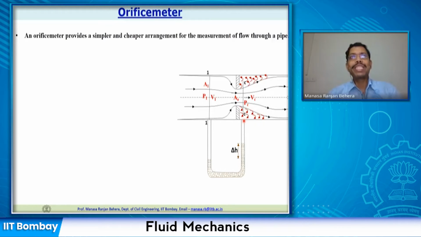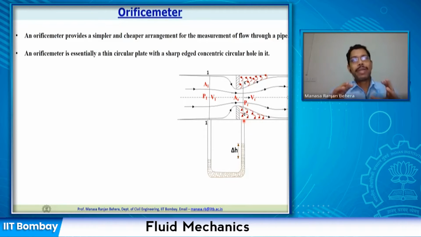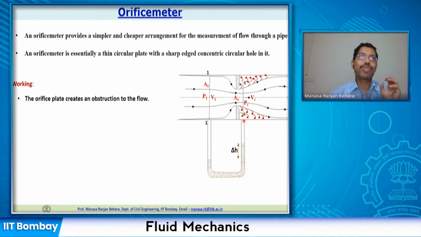So basically an orifice meter provides a simpler and cheaper arrangement to measure the flow through a pipe. An orifice meter is essentially a thin circular plate with a sharp-edged concentric circular hole in it. So you have a concentric hole through which the flow is going to pass. Now, what is the working principle? The orifice plate creates an obstruction to the flow. That's what we want, contraction of area, so that the velocity is high and the pressure is low. We find out the pressure difference, and then we find out the velocity and discharge.